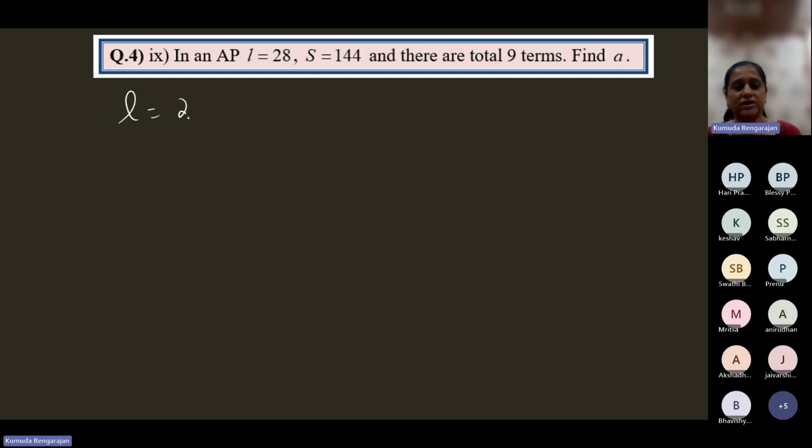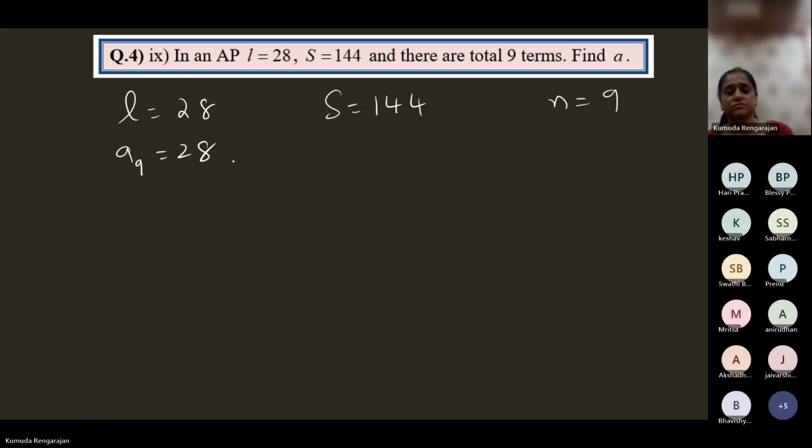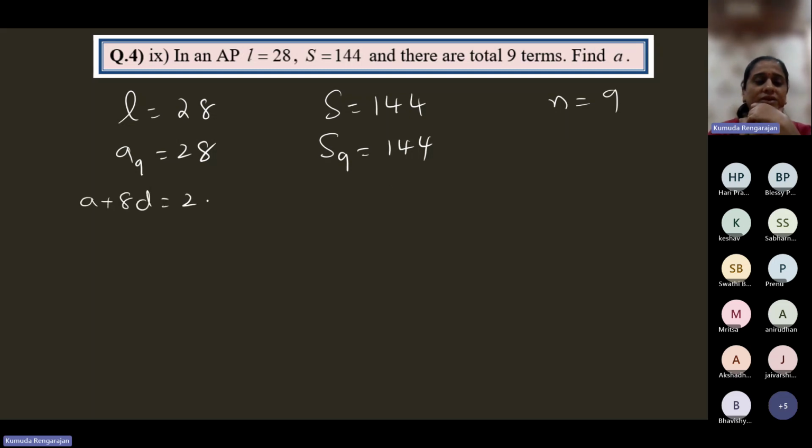Last term is 28. S is 144. And totally 9 terms. N is 9. So that means the last term is the 9th term. So A9 is 28. S is 144. Sum of how many terms? Sum of 9 terms. All the 9 terms is 144. So A9 means what? A plus 8D is equal to 28.